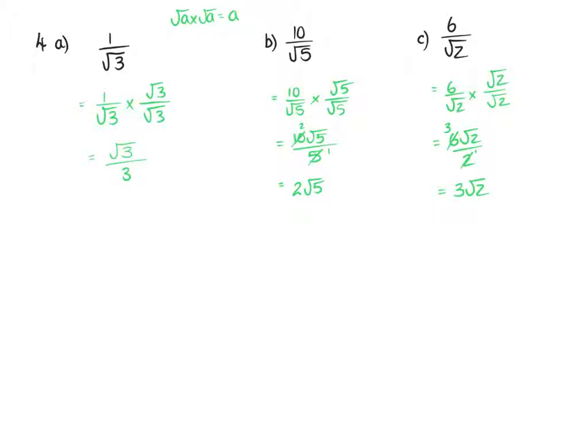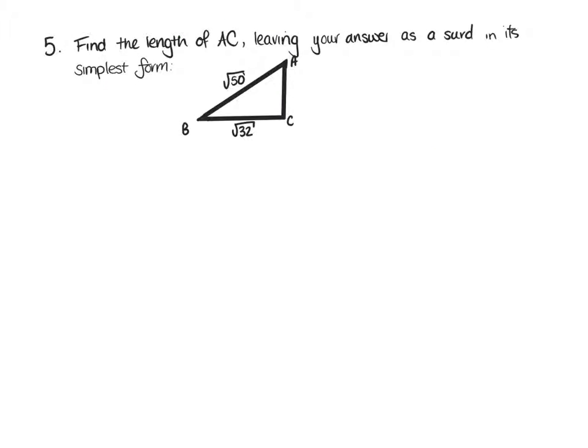Okay, so question 5. Right, so question 5 is a bit more difficult. It's not just working with the surds, it's bringing in our extra things that we know. So something is missing from a diagram, which would be the right angle. So we've got to find the length AC, leaving our answer as a surd in its simplest form. So we've got a right angle triangle, we know 2 sides, we need to find the other one. That means our favourite, Pythagoras.